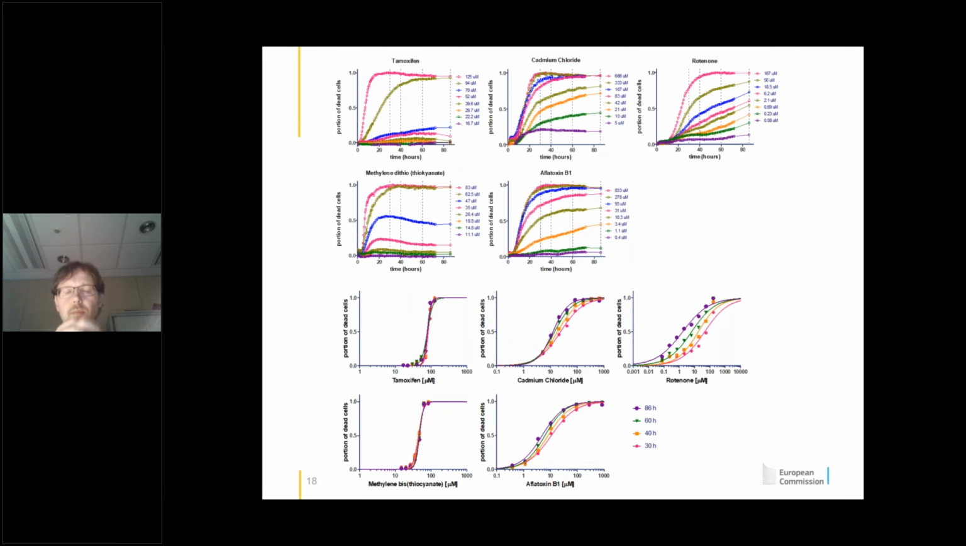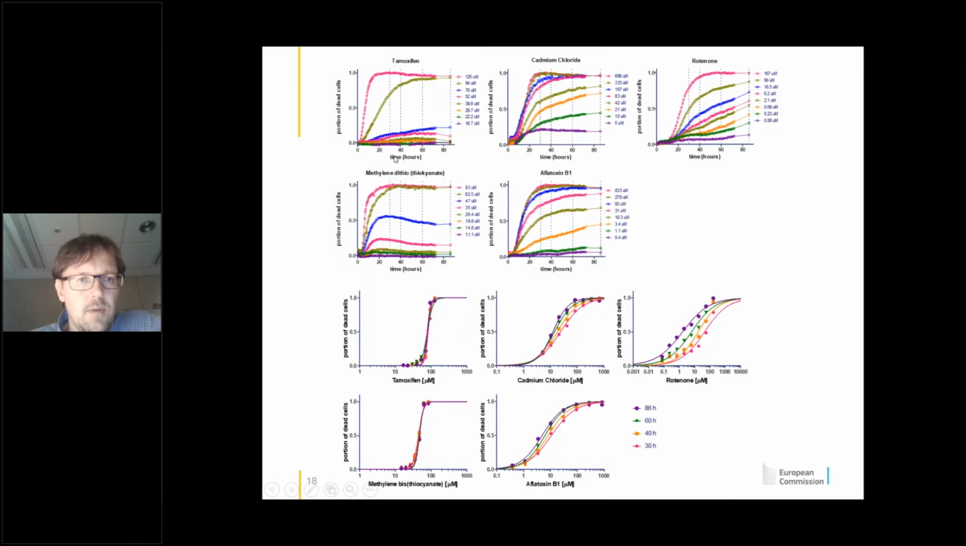So from these microscopic images we used a high content software which identified the white spots and counted them per well and per time point. And these numbers were then used to build the time and concentration response curves. So on this slide on top, you see the number of the dead cells already normalized by the total number of the cells in each well.